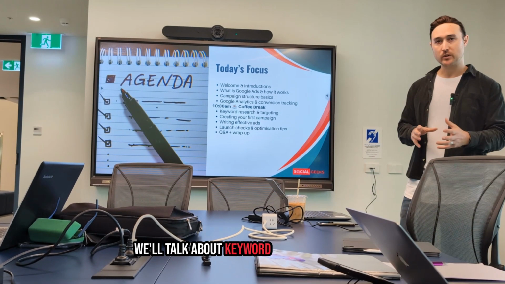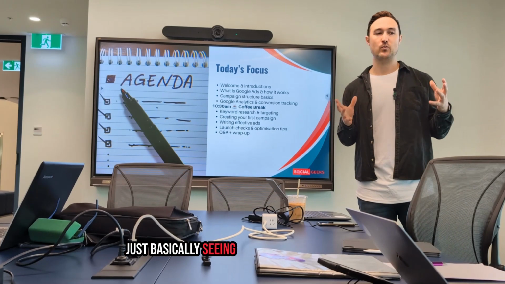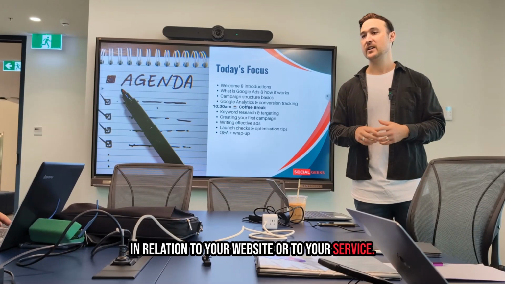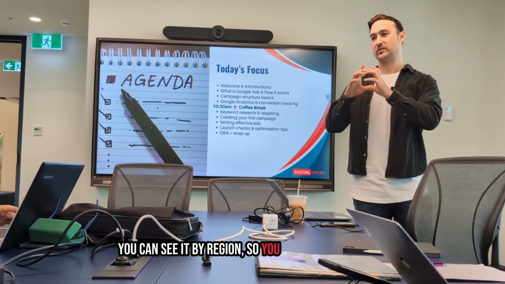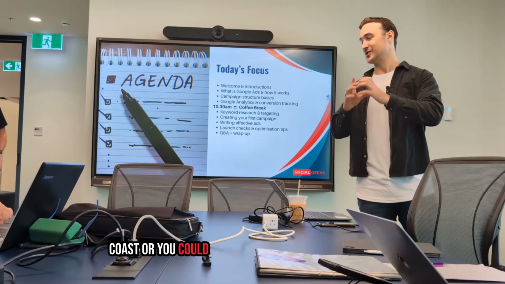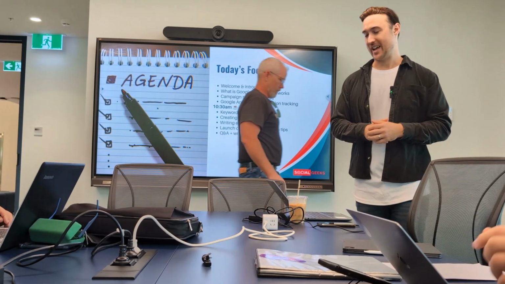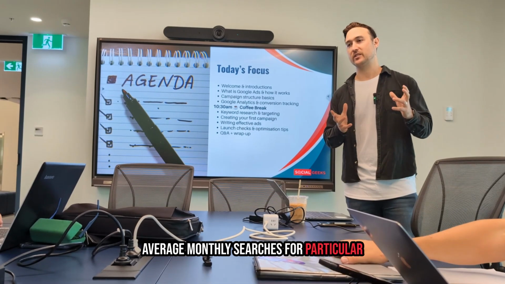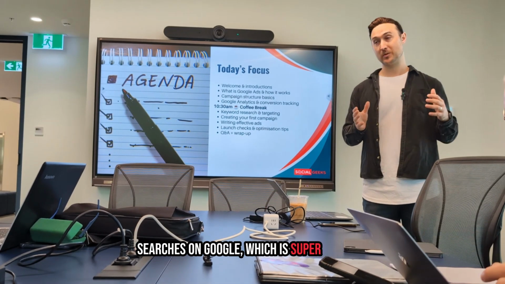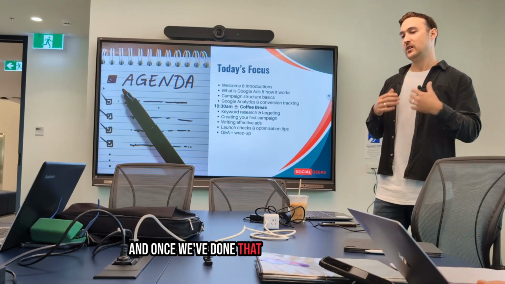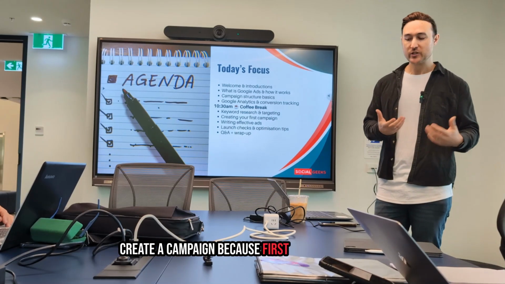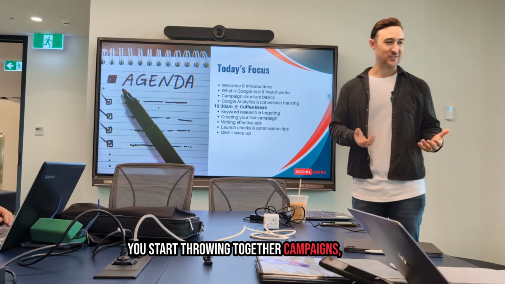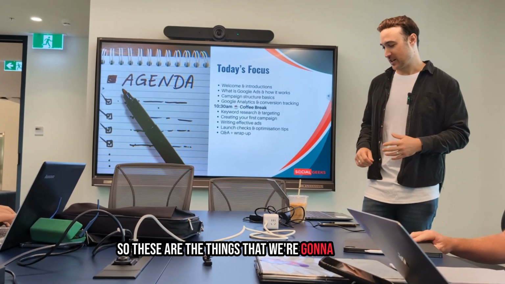We'll talk about keyword research, which is basically seeing what people are searching in relation to your website or your service. You can see it by region. So you could do the Sunshine Coast, or you could do it by Australia if you wanted to. And it'll show you the average monthly searches for particular searches on Google, which is super helpful. And once we've done that, we'll go through and create a campaign, because the first thing you want to do is understand what people are searching before you start throwing together campaigns, right? So these are the things that we're going to cover off.